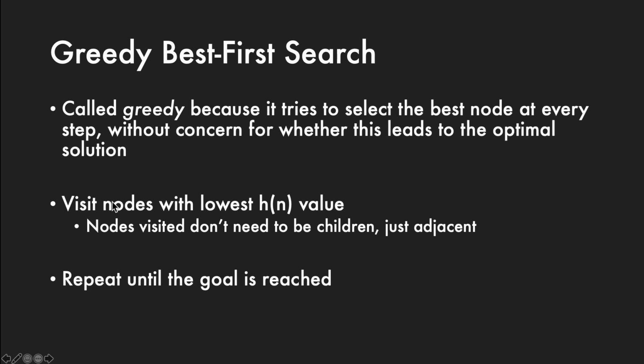So we visit nodes with the lowest heuristic value. Nodes visited don't need to be children, just adjacent. Repeat until the goal is reached.